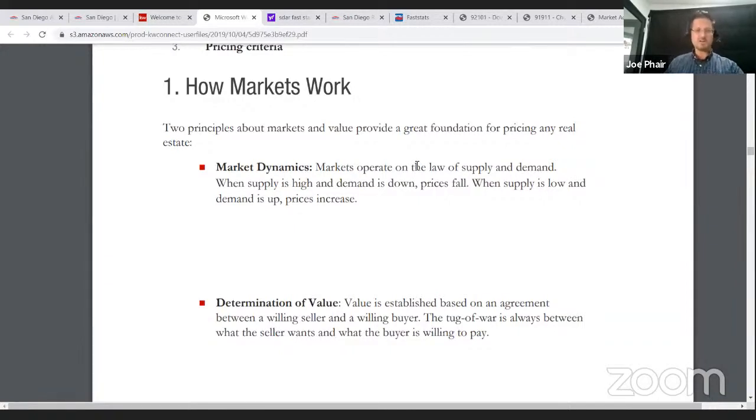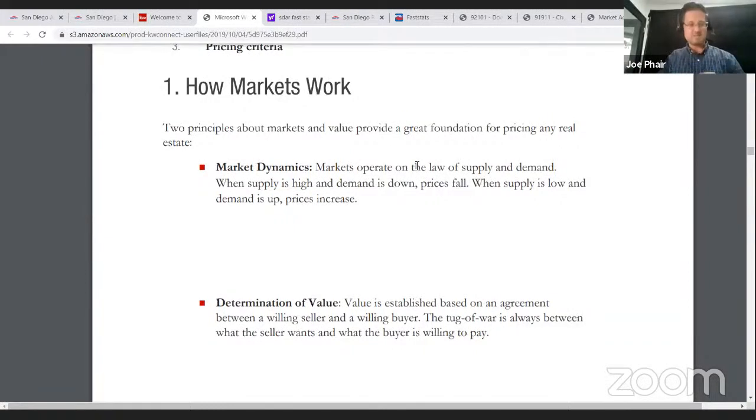So in our current market, like I mentioned, outside of downtown, we have low inventory and we have high buyer demand relative to the number of homes available. Does anyone know why we have high buyer demand? Any takers? No? The reason is interest rates are low. Interest rates are below 3%.